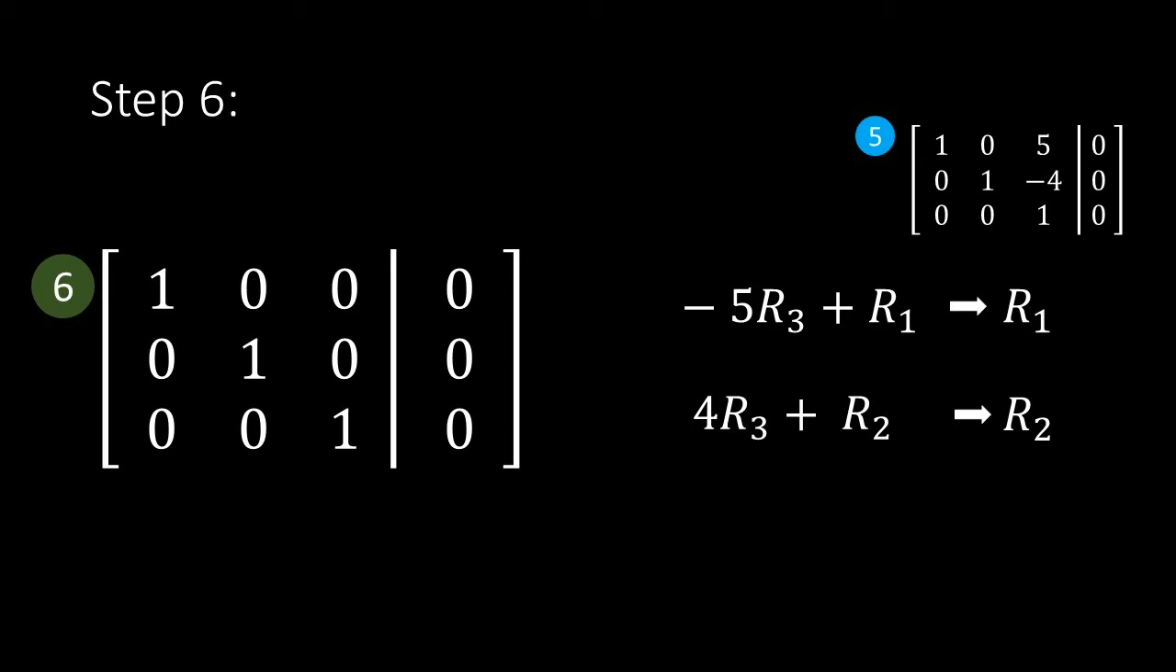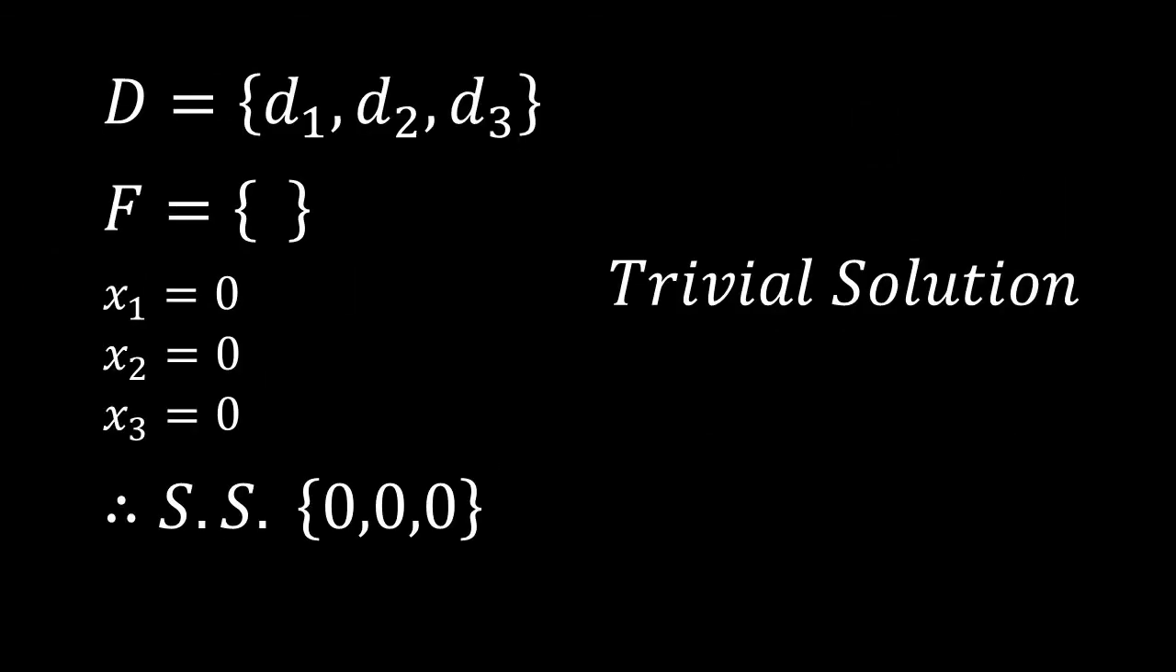Then, we multiply -5 to row 3, then add row 1 to become our new row 1. Multiply 4 to row 3 and add row 2 to become our new row 2. Now our system is in its reduced row echelon form.